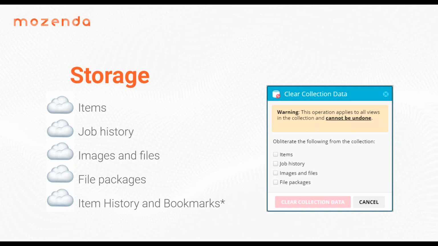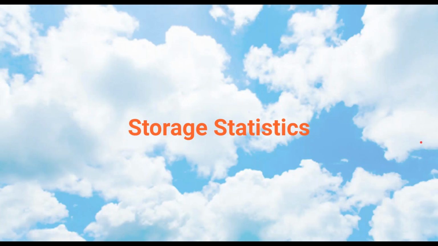If it's naming conventions, make sure that you put those in place before you repackage your files, because that is something that's not stored if file packages are removed. And item history and bookmarks is relative to when you have store item history on. We're going to go more into how you view your storage and the statistics, and how to get a more granular feel for what files and images you're looking at.